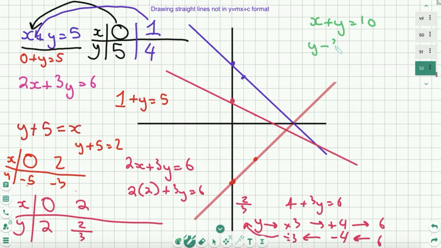y minus 3 equals x. And 3x plus 3y equals 9. Cool. Give it a shot, guys. Thank you so much for your hard work.